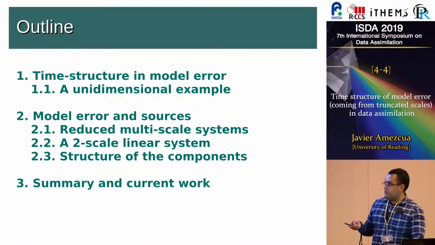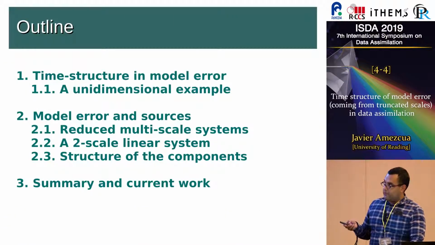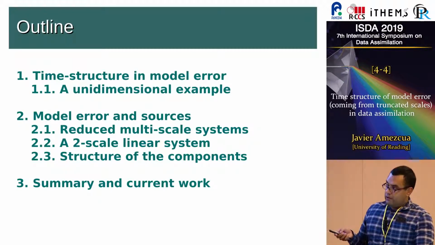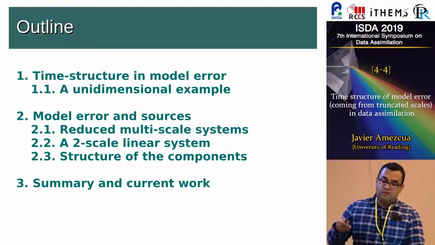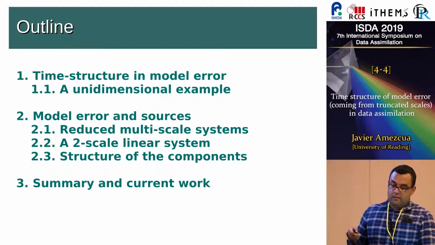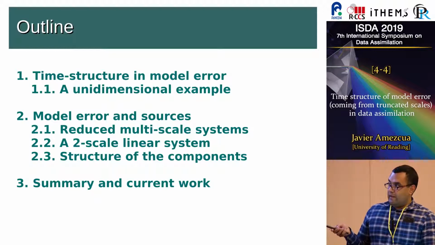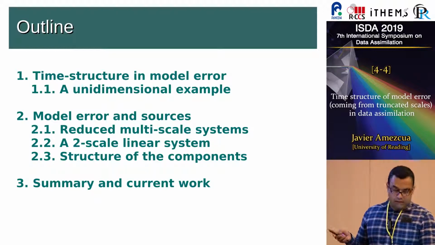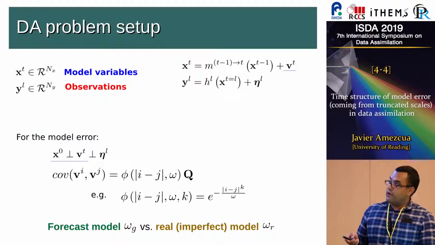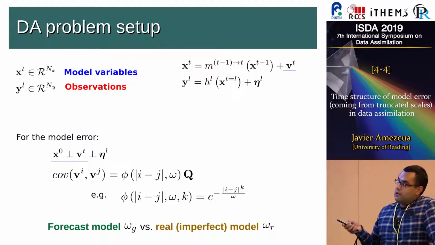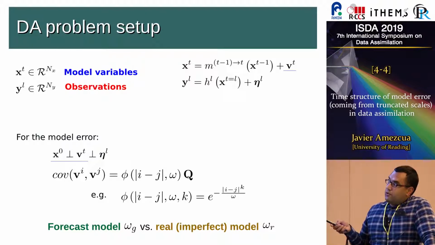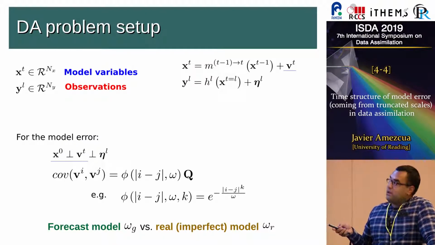So this is the outline of my talk. I'm going to argue a bit about using finite memory times in the model error of data assimilation. And then I'm going to speak a bit about the sources, and then summary and current work. So this is some of my notation. Just as usual, we have the evolution equation for our state variables and the observations.